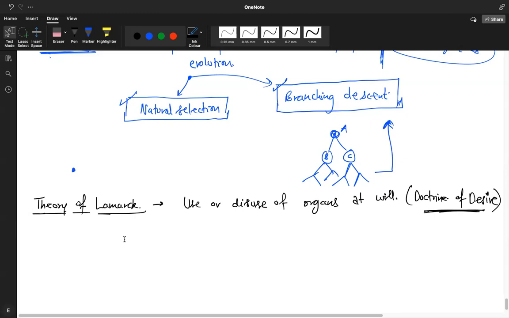This theory was proven to be wrong as only genetically heritable characters can be passed on to the next generation. Is it clear?